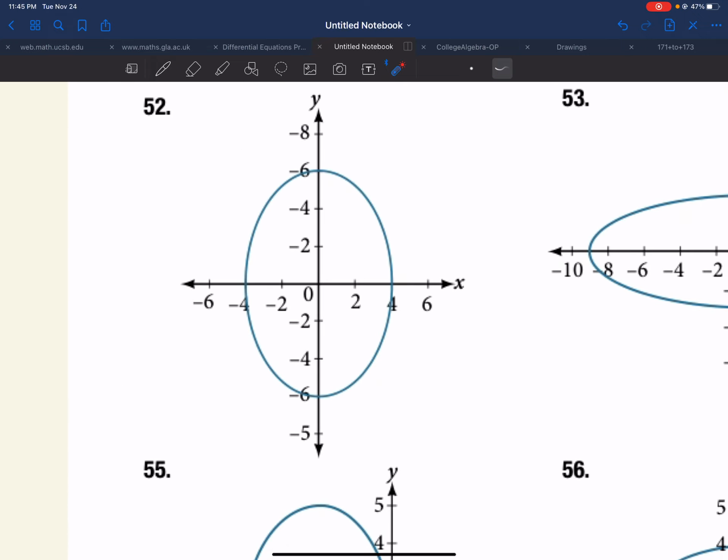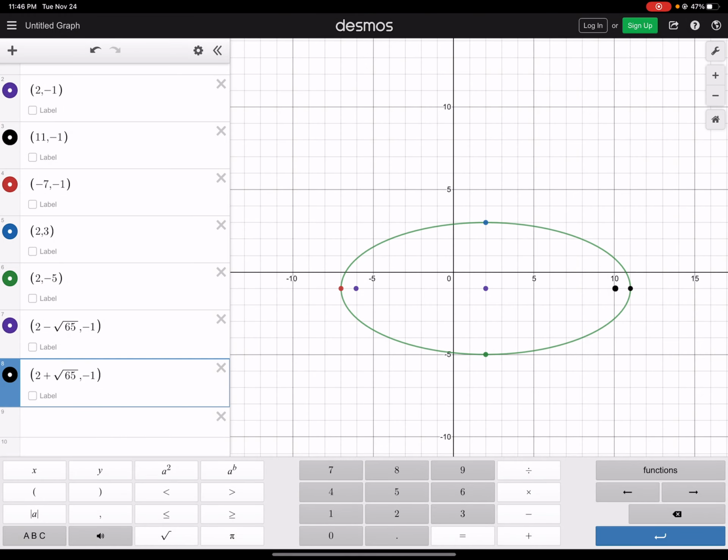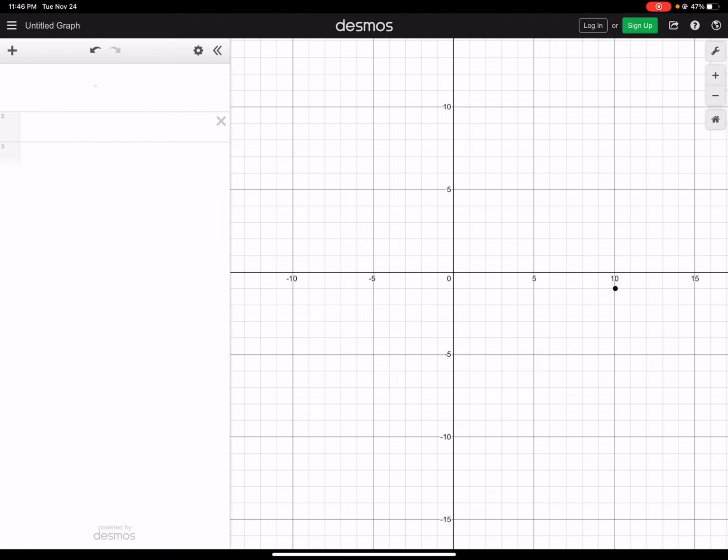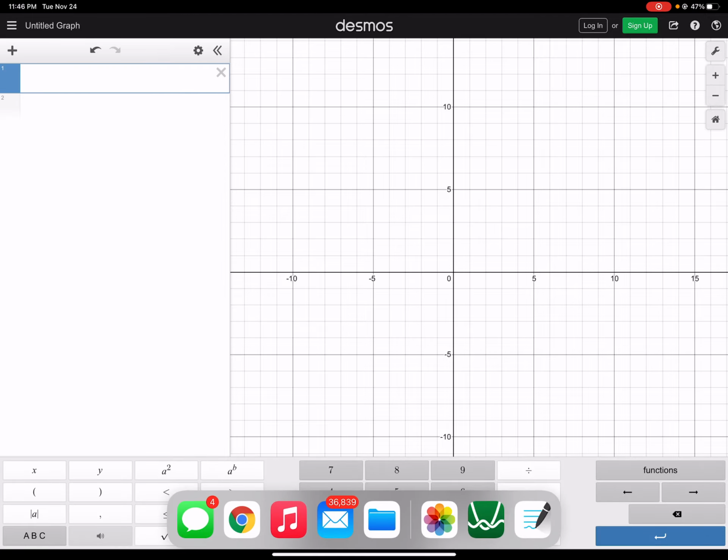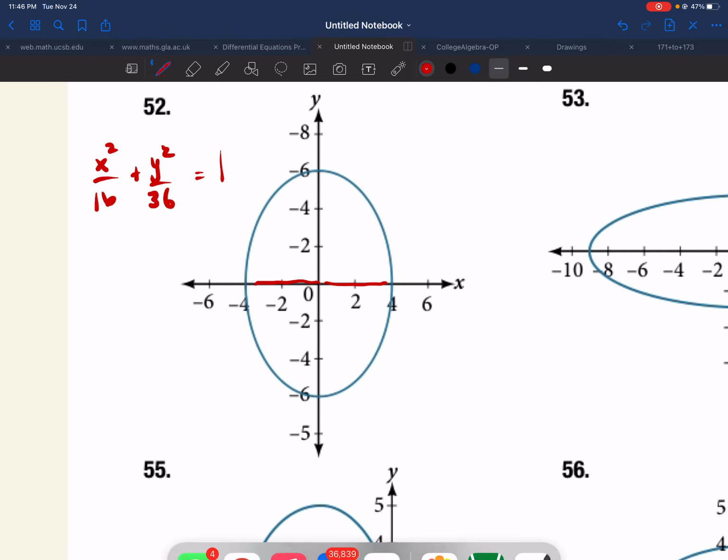So in 52, I see this. And so here's the deal. I know it's going to be x squared over something plus y squared over something equals 1. And all I'm going to do in this is go, oh, it looks like I went up and down 6. Okay, well, then that would mean I need a 36 there. It looks like I went left and right 4. So that would need a 16 right there. And so now I want to graph that and see if that produces what I thought. So going back, I got x squared over 16 and y squared over 36.